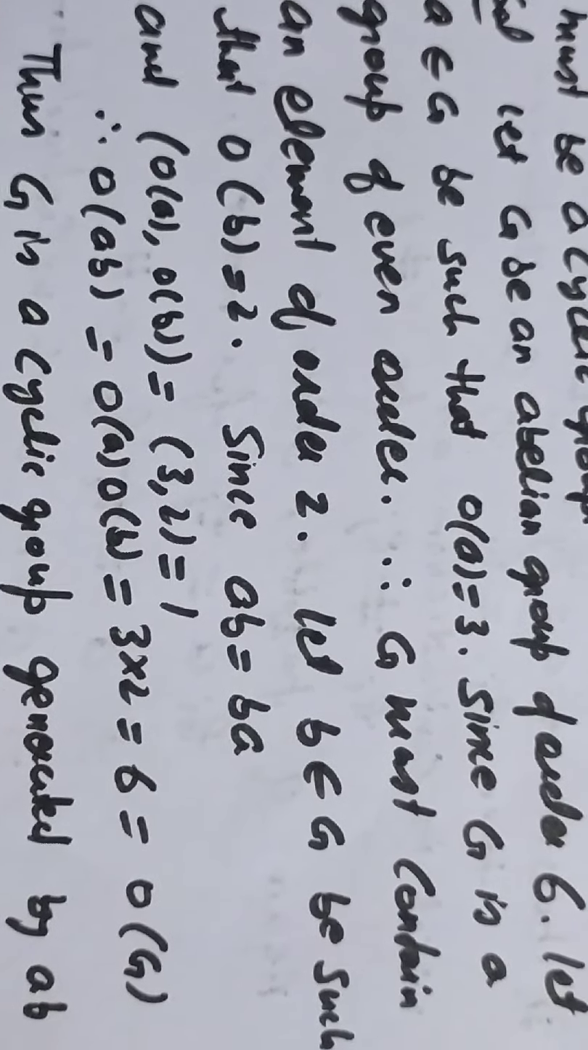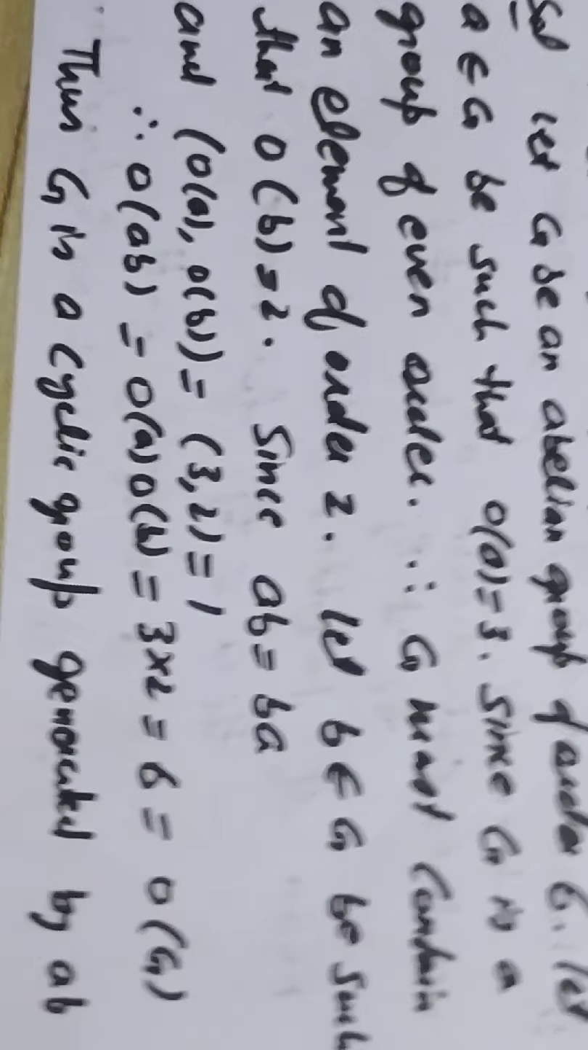And this element AB has order 6, and you also see that the order of G is also 6. At last you obtain an element in G whose order is the order of the group. Therefore G is a cyclic group generated by the element AB.